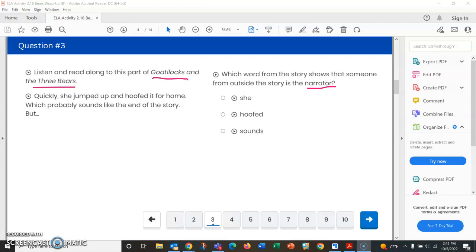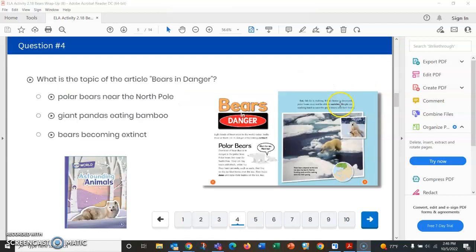It says, quickly, she jumped up and hoofed it for home. She jumped up. Well, if the narrator was somebody inside the story, they would probably say, quickly, I jumped up and hoofed it for home. So I would say she is a very good clue that somebody outside the story is telling that. And so the question was, how do we know somebody outside the story is telling it? I would say that the word she tells us that. Hoofed and sounds are both in the sentence, but they don't help us like that one does. Okay, and that should be the same for everybody. On to the next question.